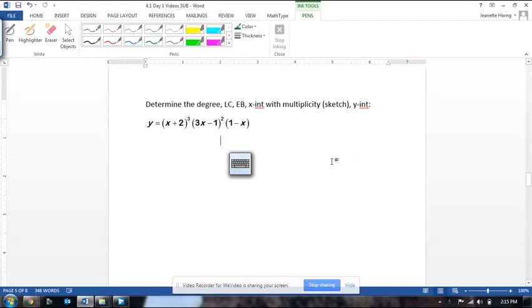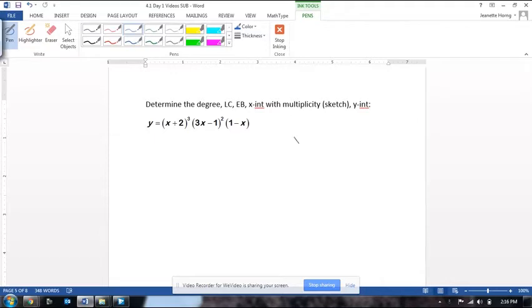Let's do an example that puts together all the things that we've covered: degree, leading coefficient, and behavior, x-intercepts as well as y-intercepts. So go ahead and write this equation down. Y equals (x plus 2) to the third times (3x minus 1) to the second power times (1 minus x). The reason why I chose this problem is the leading coefficient is actually harder to find.